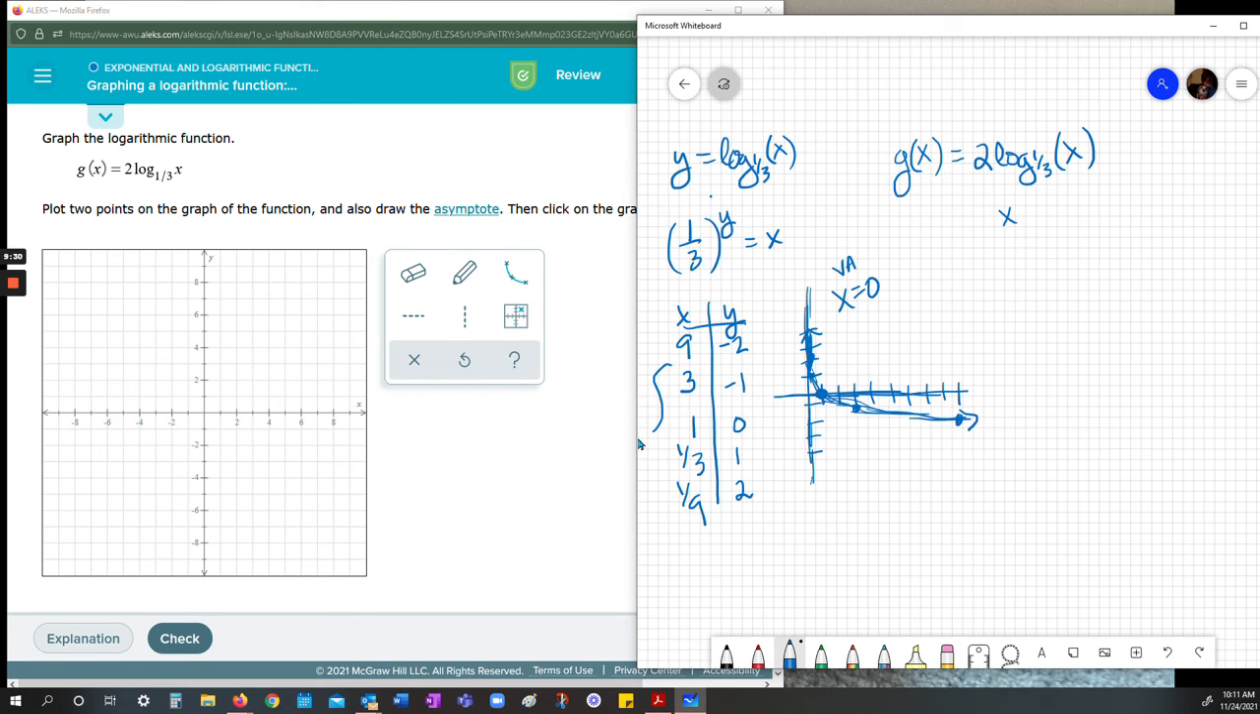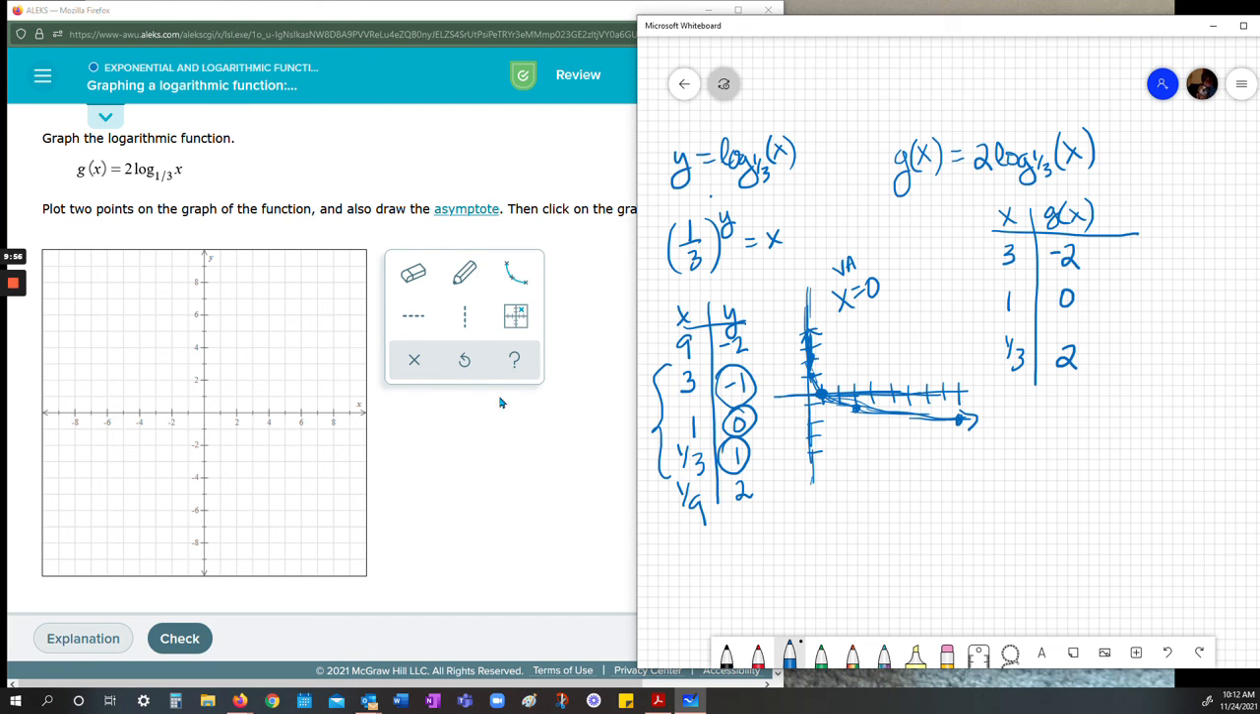So again, maybe I'll take these middle 3. So we have x and g of x. So x is 3, 1, 1/3. Okay, so -1 times 2 would be -2. 0 times 2 would be 0. And then 1 times 2 would be 2. So those would be the points that we want to plot, or at least two of those points.